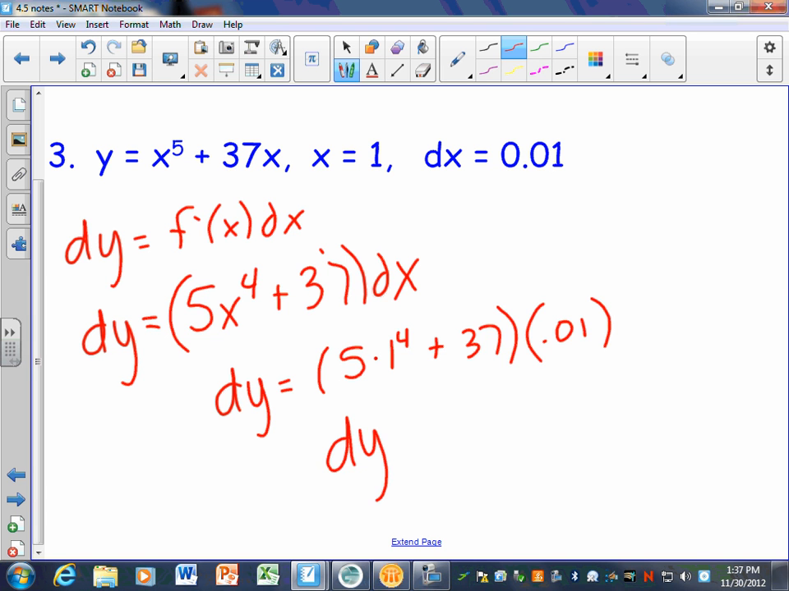Do we do 5 plus 37 first? Yeah, you can do it all at once if you want. But yes, if I was going to write this out, 5 times 1 to the 4th is just 5, plus 37 is 42, times 0.01. Which I think is just 0.42, right?